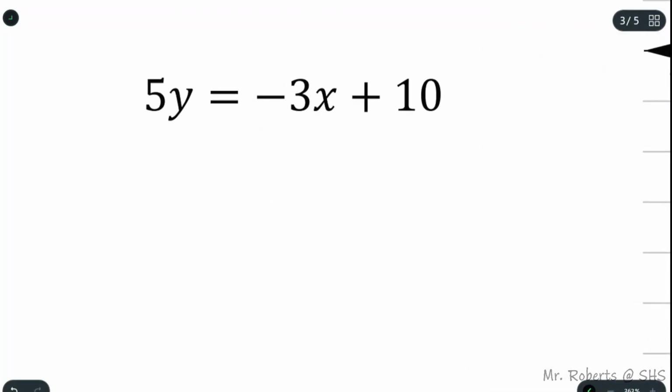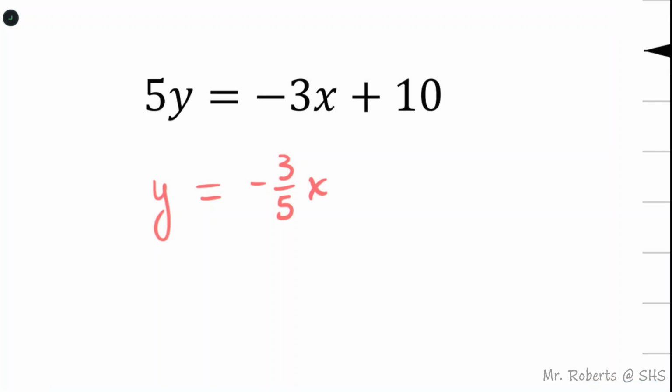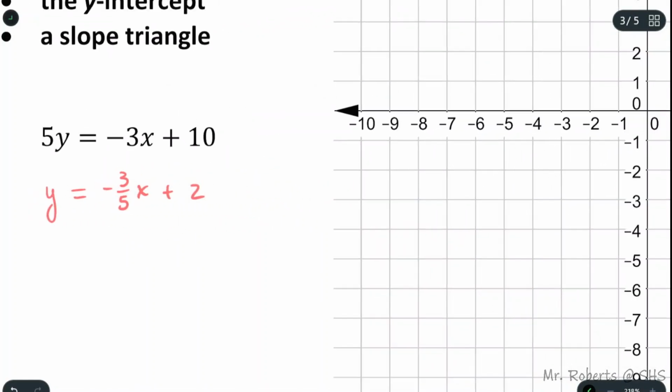So on each side. So 5y divided by 5 gives me y. Over on the other side, I've got negative 3x. I'm going to divide that by 5, which will give me negative 3/5 x. And then finally, 10 divided by 5 is going to give me a plus 2. And so at this point, I can see the y-intercept and the slope pattern.